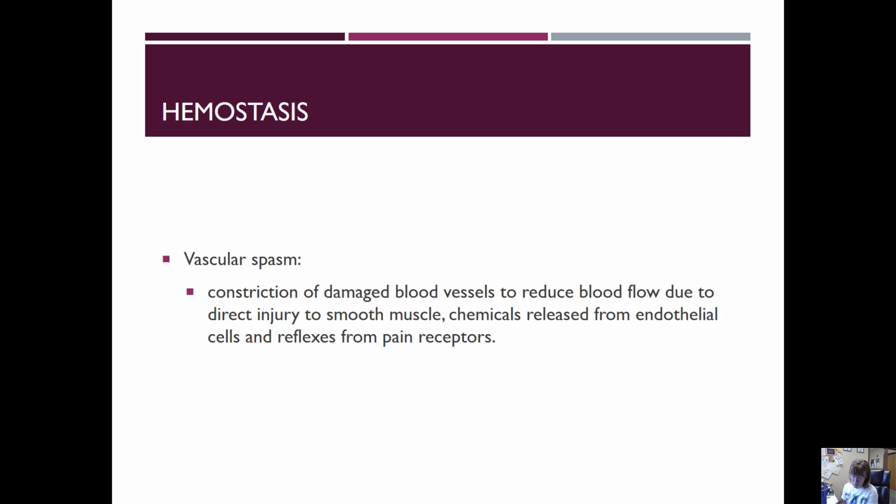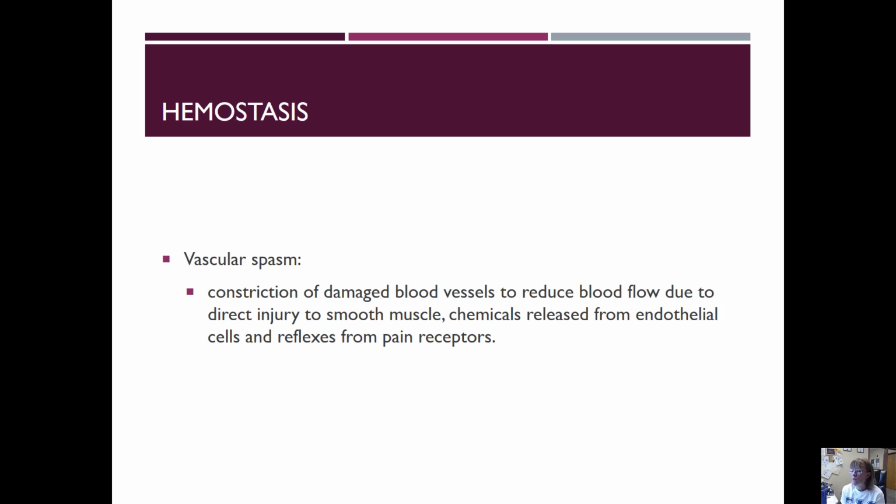Vascular spasm, what's the purpose of that? Why is it the first step in hemostasis? So you can see it's the constriction of the damaged blood vessels to reduce blood flow due to direct injury to smooth muscle, either chemicals released from the endothelial cells or reflexes from pain receptors.